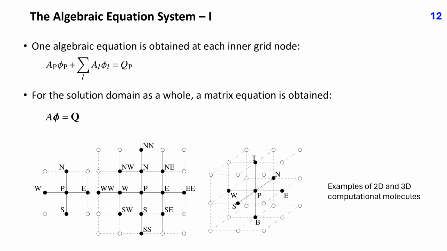At every inner grid node, we write an approximation of the transport equation based on finite difference approximations of derivatives. There results one algebraic equation per inner grid node, in which the variable value at that node, here denoted with subscript p, and at several neighbor nodes are unknowns. All terms that contain only known values are grouped together on the right-hand side as qp.